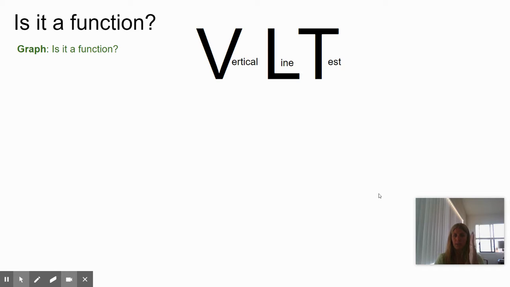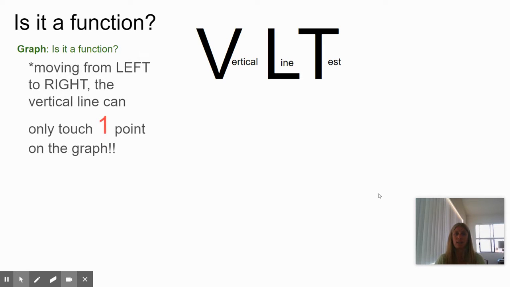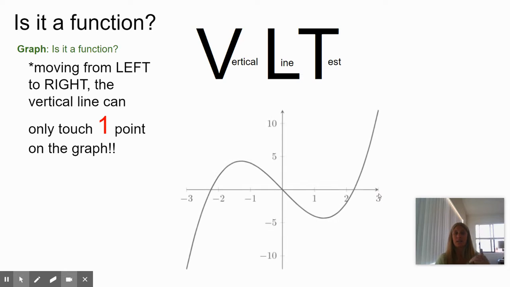Now, a vertical line, of course, is a line that goes straight up and down, and we move it from left to right. As we're moving from left to right, it can only touch one point on our graph. If it only touches one point at any time, we know that yes, it is a function. However, if it touches a vertical line in 2 different spots, then no, it is not a function. So here's our first example.